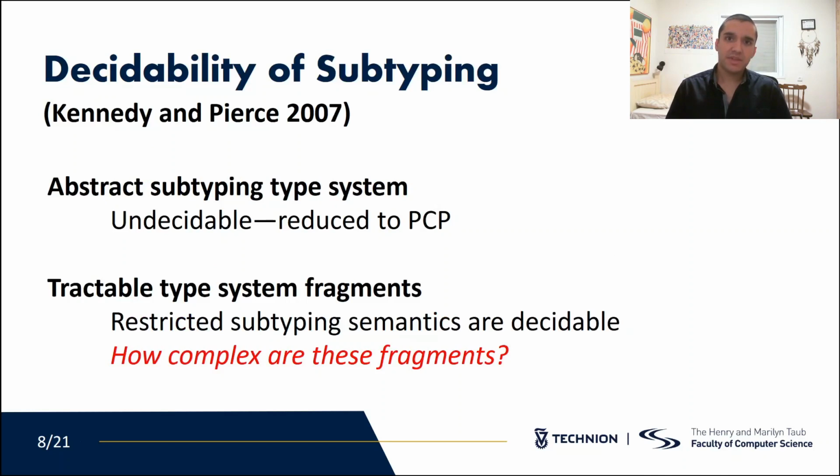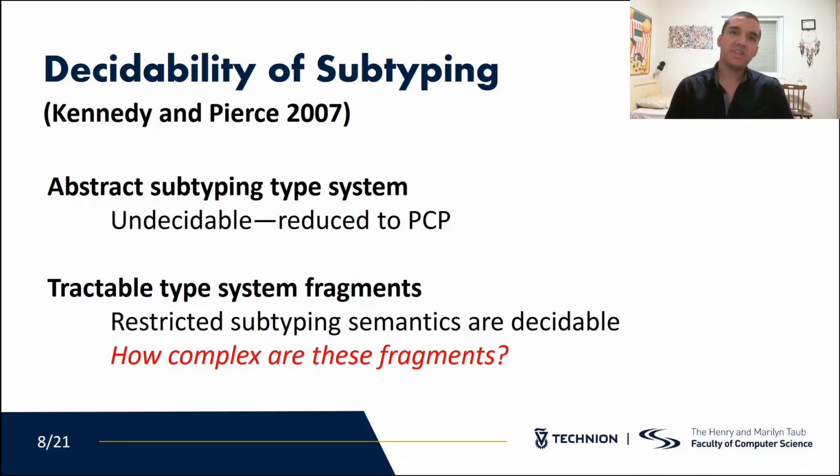This form of subtyping was described in the abstract type system of Kennedy and Pierce. Kennedy and Pierce proved that their type system is undecidable by showing a reduction from subtyping to the post-correspondence problem. Yet they showed fragments of their type system that are decidable. The subtyping semantics in those fragments are restricted in certain ways.